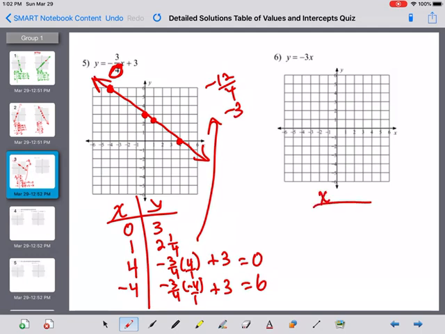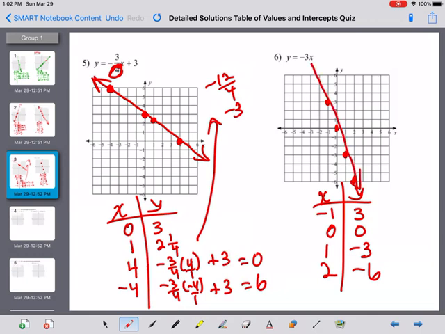And number 6, I'll pick, let's do negative 1, 0, 1, and 2. So negative 3 times negative 1 is 3. Negative 3 times 0 is 0. Negative 3 times 1 is negative 3. And negative 3 times 2 is negative 6. So let's fill in those ordered pairs. Connect the line. Whoops, that wasn't very good, but you get the idea.